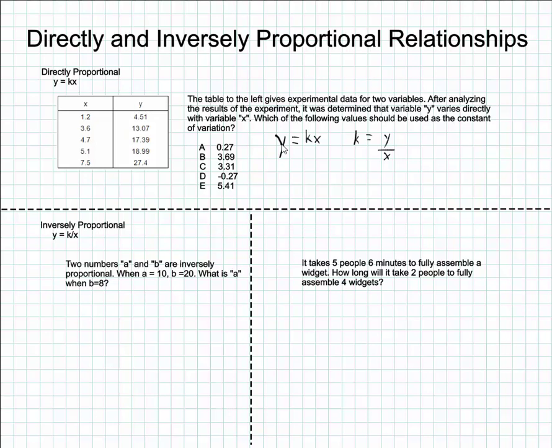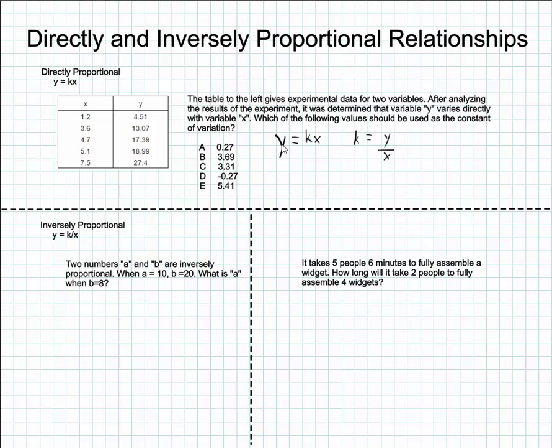So let's take the first point there, 4.51 divided by 1.2. That gives us about 3.76. Our answer choices have B at 3.69 and C at 3.31. Those are both fairly close to each other, so let's test a couple of other data points just to be sure which one we're going to get. So let's test the second data point, 13.07 for y divided by 3.6 for x.